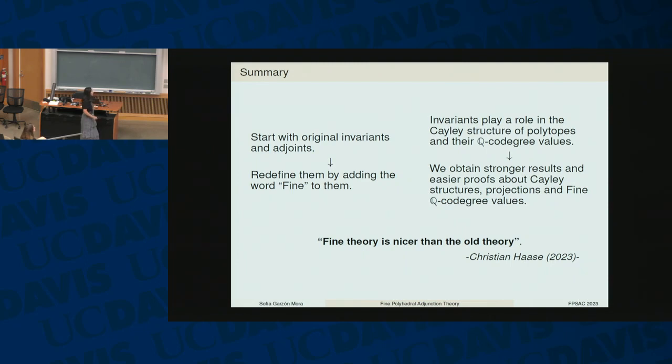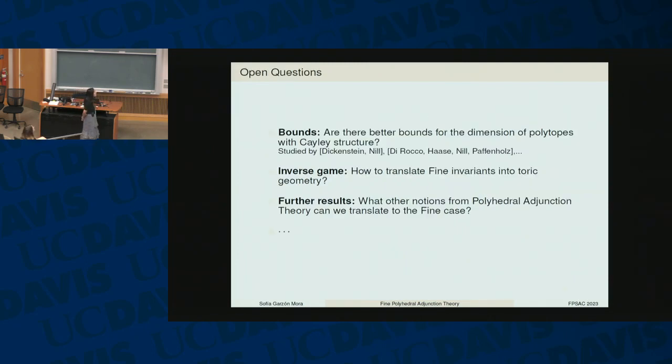Yeah, this is a little faster than I expected. So we have some open questions on the bounds. This has been studied by a lot of people: Dickenstein and Nill, Di Rocco, Haase, Nill and Paffenholz, and many more. They studied bounds for Cayley polytopes, Cayley structure, decompositions, and this kind of thing, also from the toric geometry side. So this is not only from the polytope side. Can we get even better bounds? We just got a better one, but are there even better ones? And can we play the inverse game? Can we translate all this fine invariance into toric geometry?